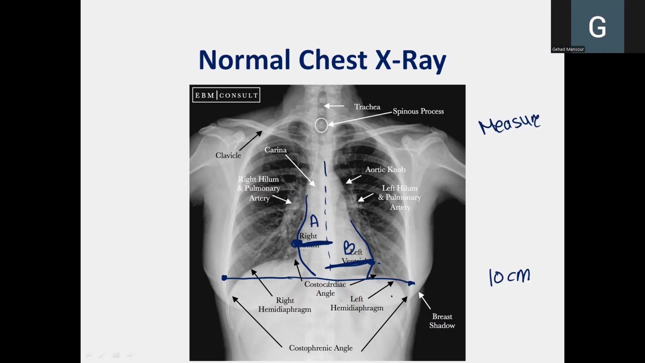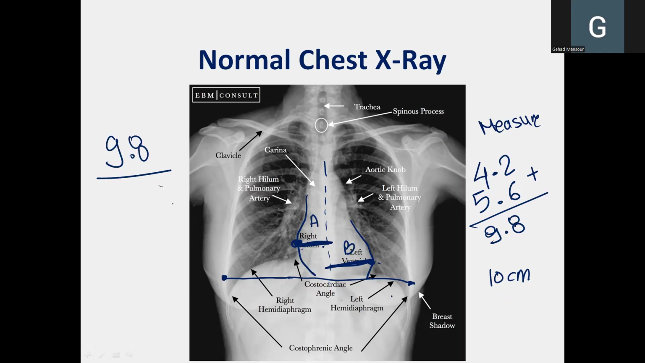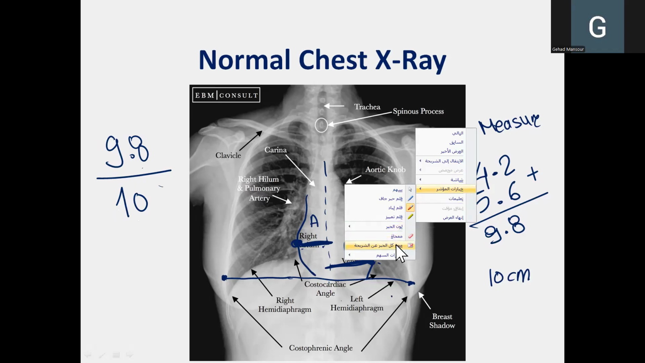So say, for example, that this one on the right side was 4.2 and the other one to the left side was 5.6. So A plus B equal 9.8. So your cardiothoracic ratio would be 9.8, which is the largest transverse diameter of the heart, divided by 10, which is the largest, sorry, not 9.8, this is too large. Sorry. If it's normal, we want it to be less than 10.